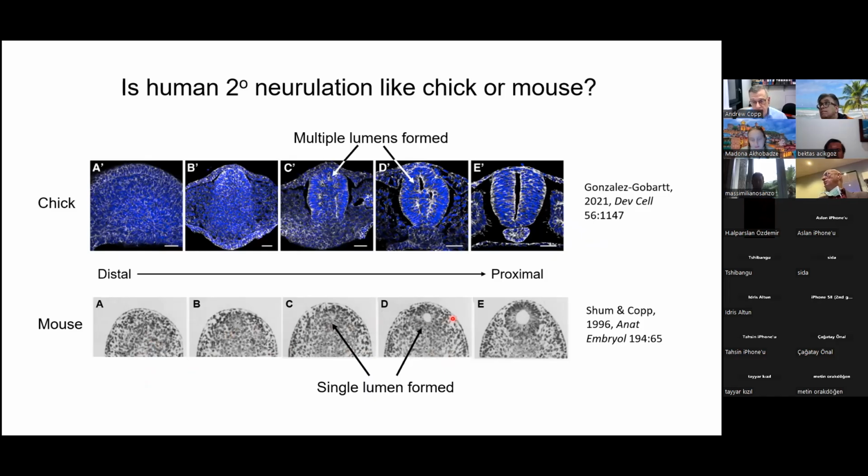So that's typical of the chick embryo, and it's quite different, as you know, from the mouse, because I've shown you these images already. So we see a single lumen forming, and it's single from the beginning to the end. Quite simple. So what happens in humans?